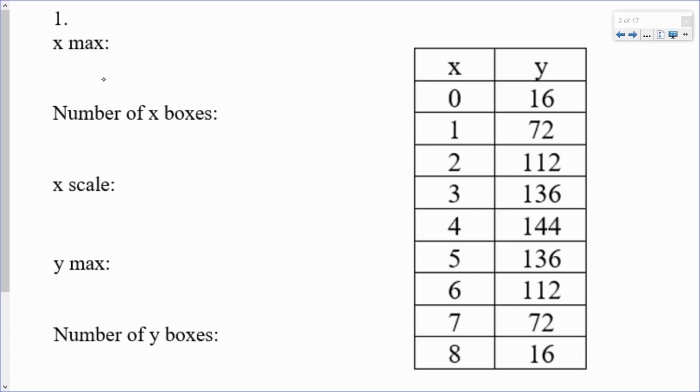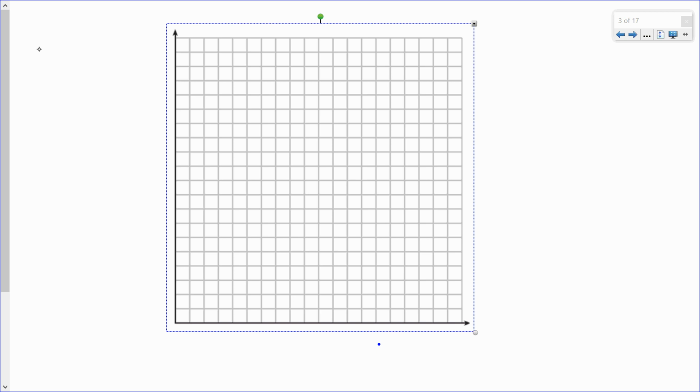It's asking for the x max. So the x max is the largest x value, which in this case is 8. It's asking for the number of x boxes. So this is the graph for number 1, and I'm going to count the boxes. 1, 2, 3, 4, 5, 6, 7, 8, 9, 10, 11, 12, 13, 14, 15, 16, 17, 18, 19, 20.